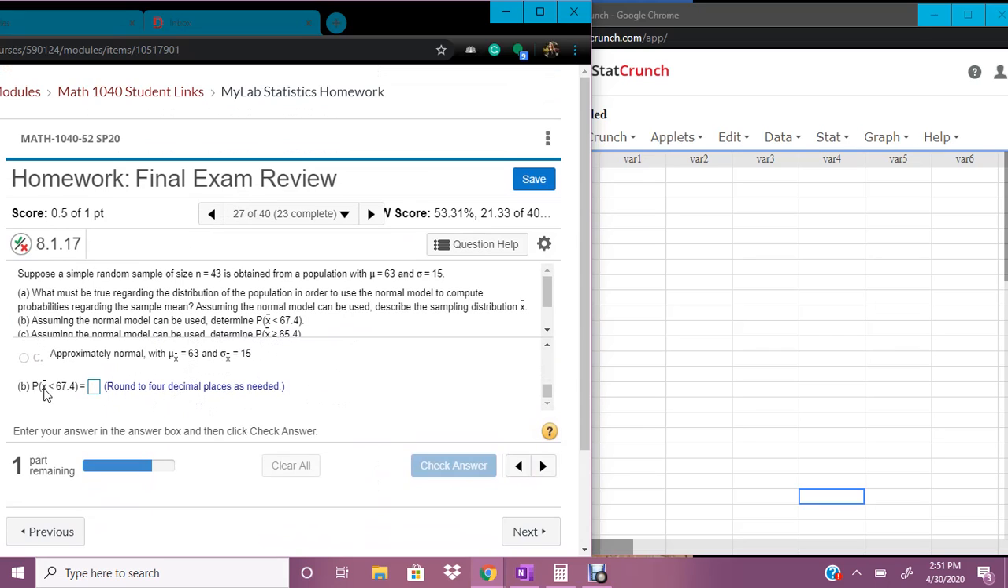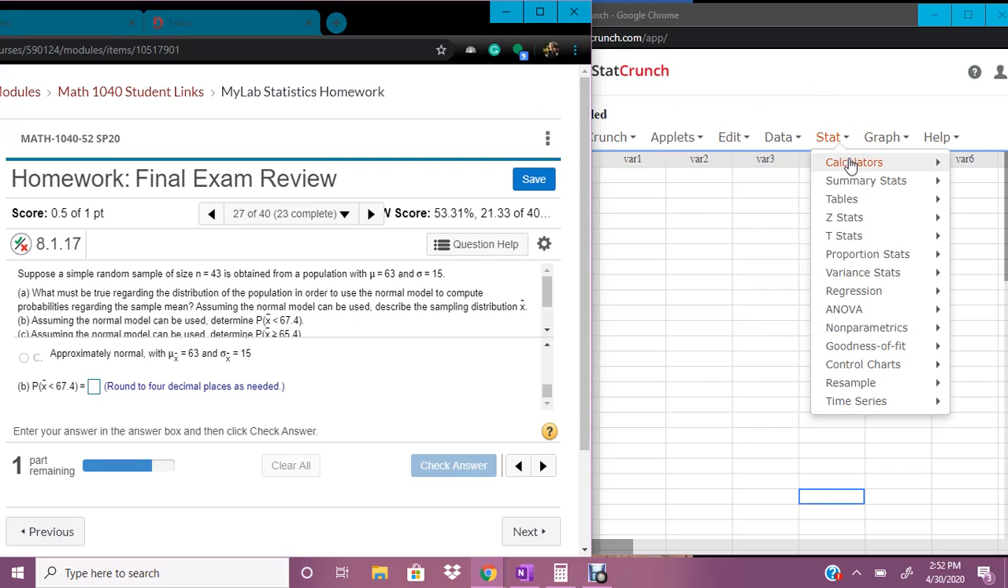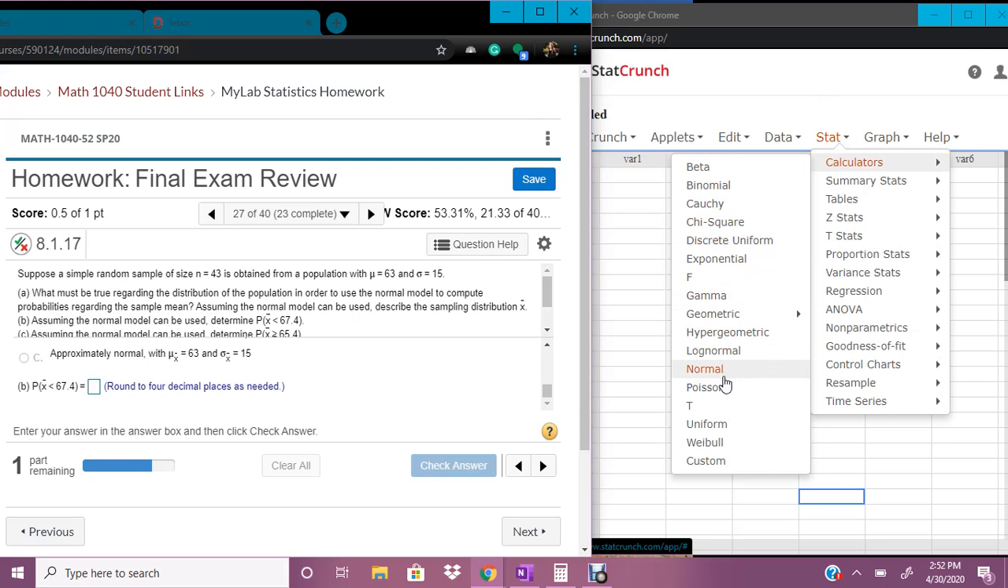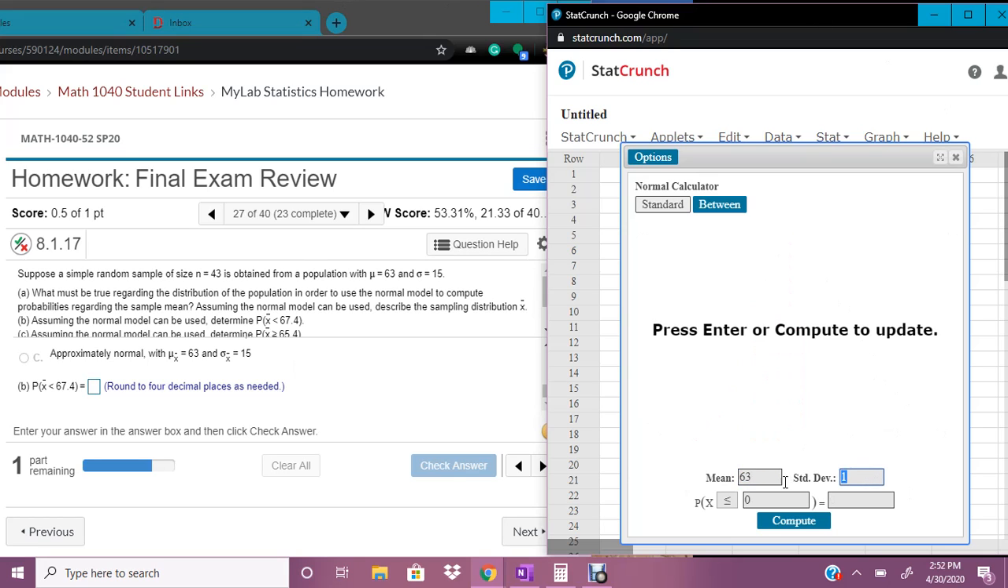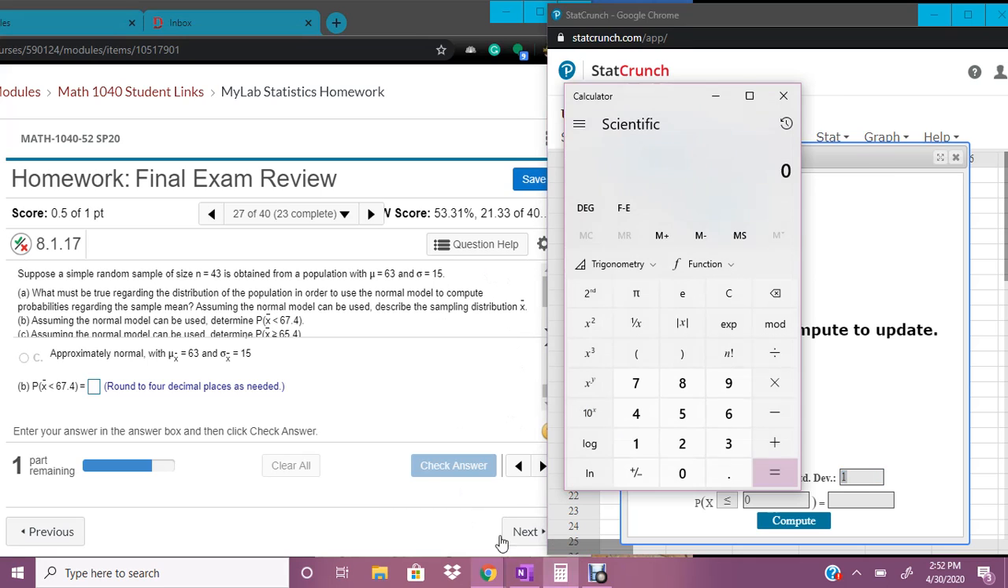it says x bar. So when you go, we said that it was normal, so we can go to stat, calculators, normal, and we're going to put in the mean of 63, and the standard deviation is not 15. It is what we found right here. In 28, it would be just whatever the population is. So watch out for that x bar versus x.